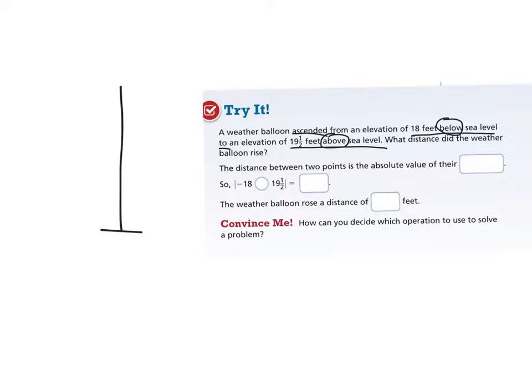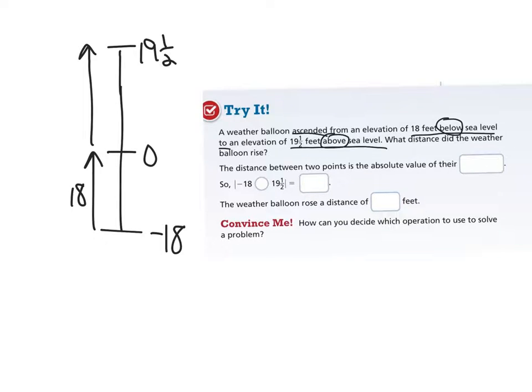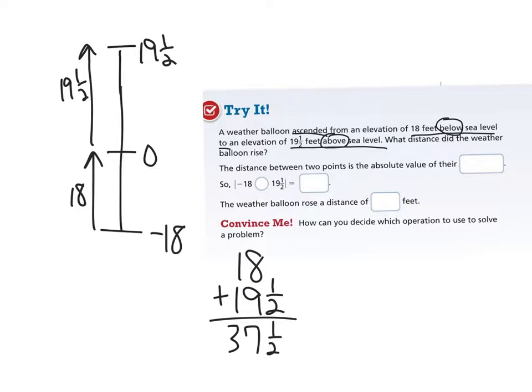So if you want to think of a number line, you can. Below sea level, that'd be like a -18. And then they got up to 19.5. That would be one way to think about it. So basically, to get from -18 to 0, they'd have to be going up 18. And then going from 0 to 19.5, they'd have to go up 19.5. So basically, if we just add those two together, that's going to be what we need here. 37.5. Good. Okay, so 37.5 feet altogether.